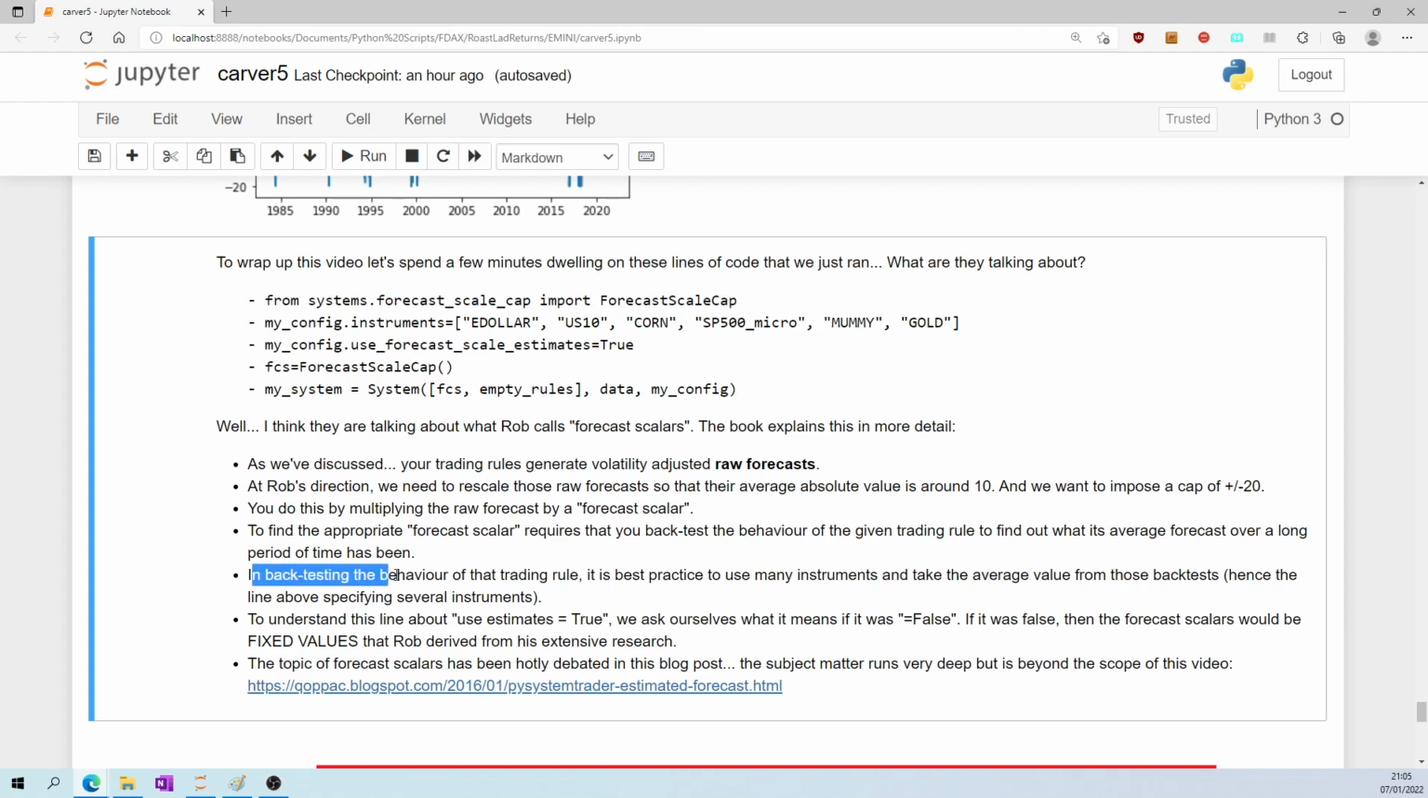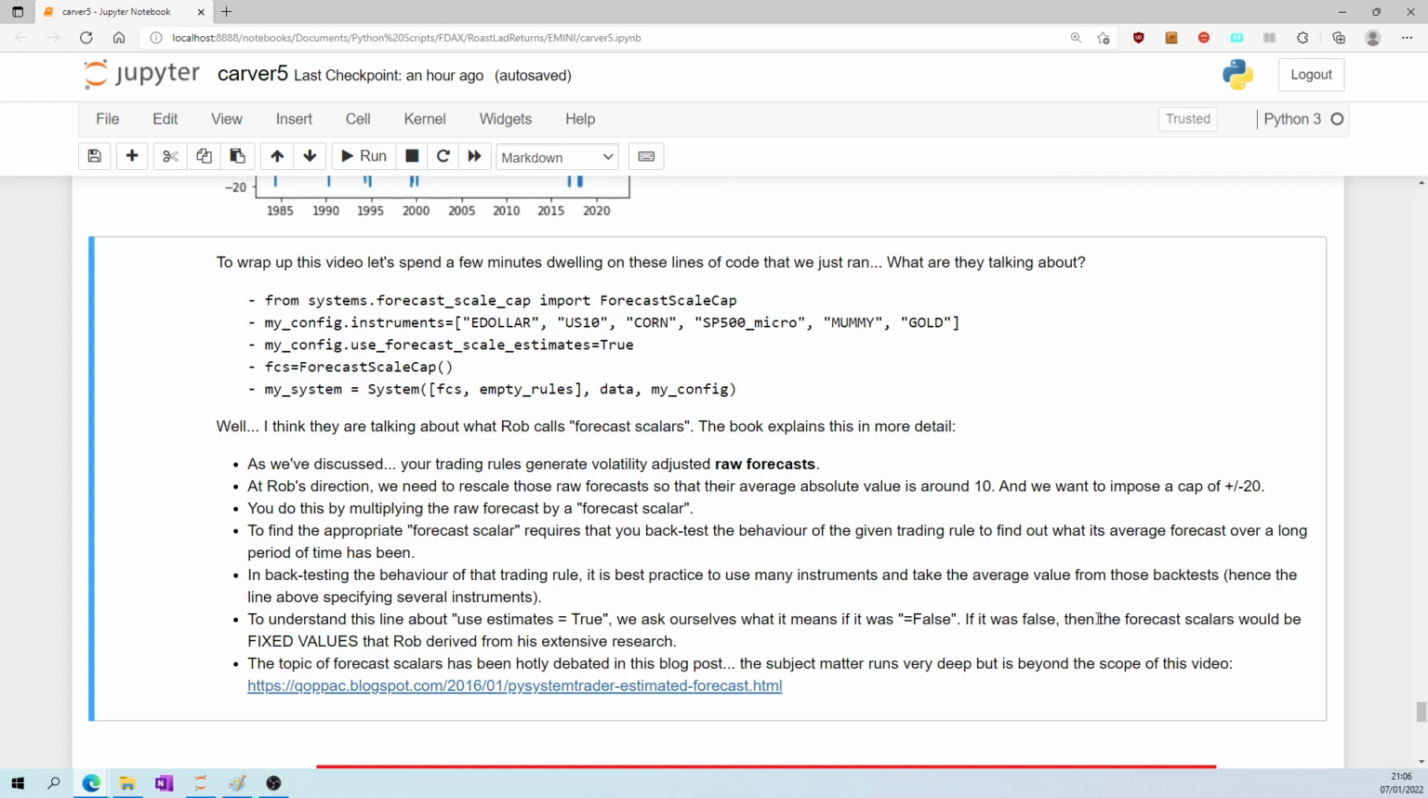When you are backtesting the behavior of that trading rule, it is best practice to use many instruments and take the average value from those backtests. Hence, we have specified a bunch of instruments here, and it probably would have been better if we'd specified even more instruments than this. To understand this line about use forecast scale estimates equals true, ask yourself what it means if it was set to false.